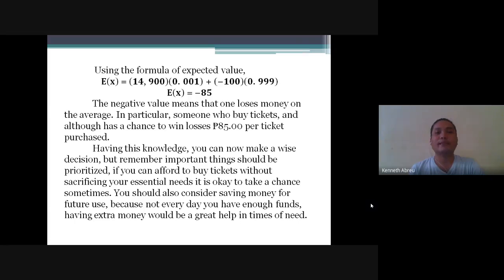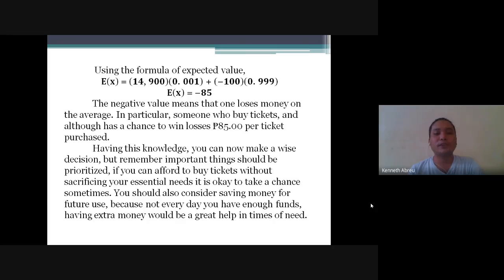Using the formula of the expected value, that would be 14,900 times 0.001 plus negative 100 times 0.999. The expected value or the mean value is equivalent to negative 85. The negative value means that one loses money on the average. In particular, someone who buys a ticket, although having a chance to win, loses 85 pesos per ticket purchase. So having this knowledge, you can now make a wise decision. But remember, important things should be prioritized. If you can afford to buy tickets without sacrificing your essential needs, it is okay to take a chance sometimes.